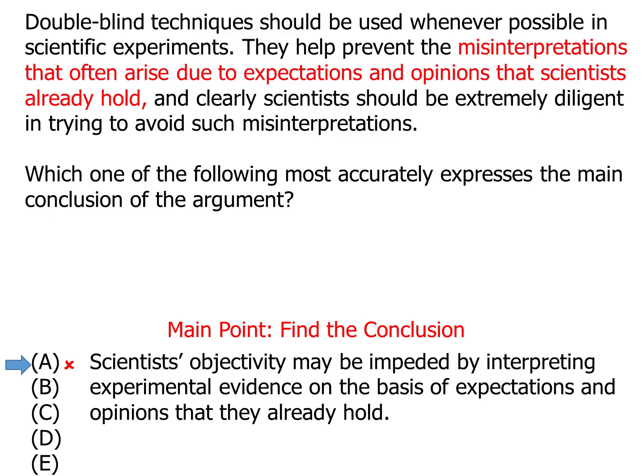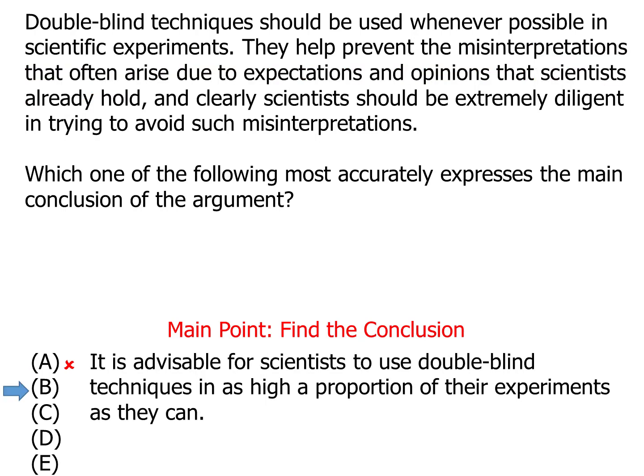Answer choice A is really the first piece of evidence. We're not looking for the evidence, we're looking for a conclusion. Answer choice B, it is advisable for scientists to use double-blind techniques in as high a proportion of their experiments as they can. So this is a rephrasing of our conclusion. They basically took the last part of the conclusion, wrote it first, the first part wrote it last, and then instead of saying whenever possible, they say in as high a proportion of the experiments as they can. That's a fancy way of saying whenever possible. So answer choice B is our answer.